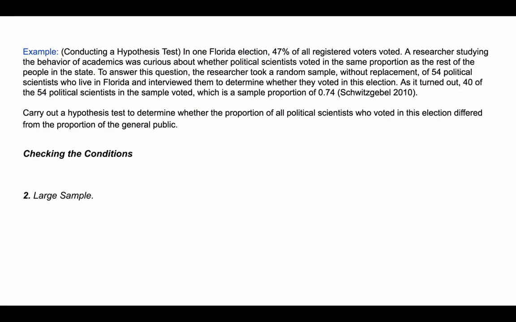Condition 2 is large sample. What does that mean? It means we have to figure out what n times p naught is and what n times 1 minus p naught is. To do this, we need to know what n is and what p naught is. Well, we're told that the number of political scientists that we interviewed is 54, so our sample size n is 54. And p naught is the proportion of people that we already know have some quality. So it's our null hypothesis value. In this case, we're told that 47% of all registered voters voted, and so p naught is 0.47.